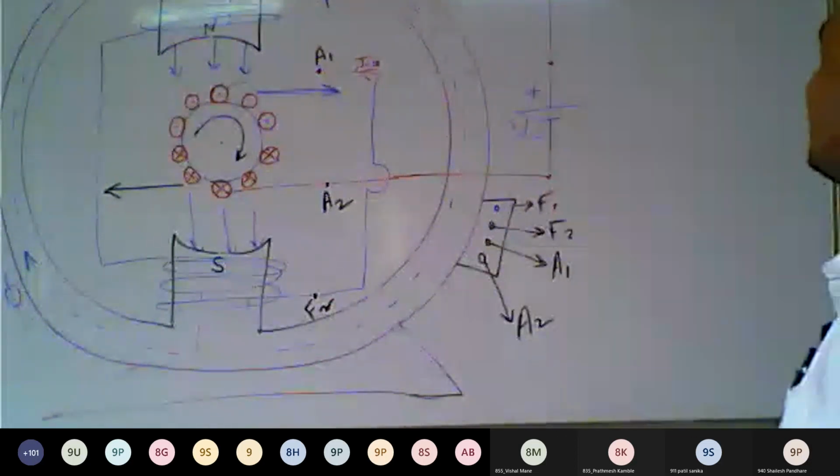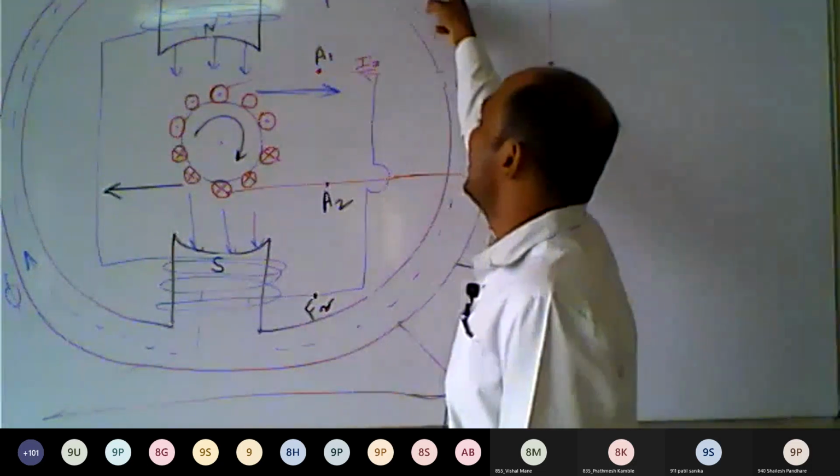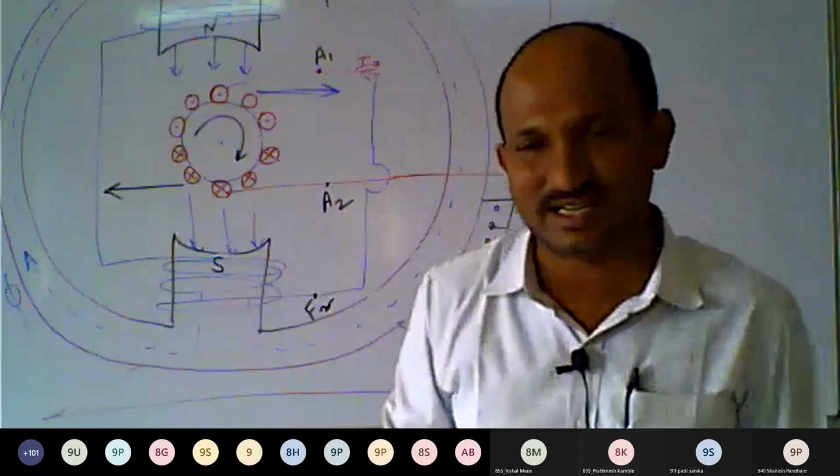So this is the construction of a DC motor. The current flowing through the field winding is called the field winding current, and the current flowing through the armature winding is called the armature winding current. So this is the construction.